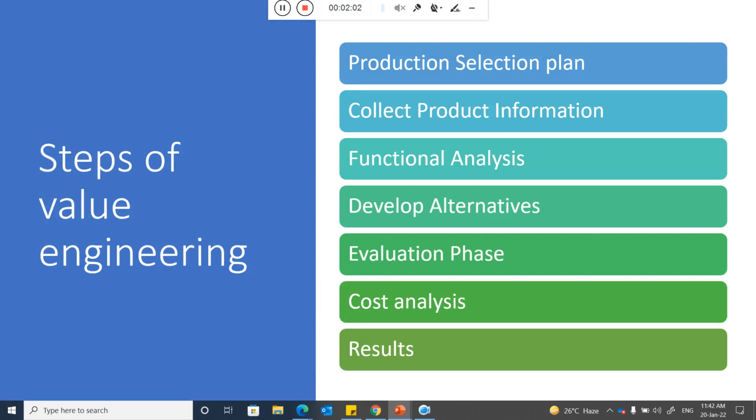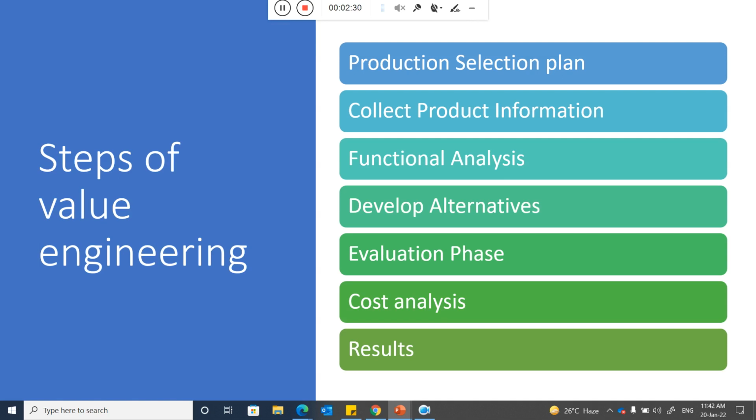Okay, so what are the steps of value engineering? As I told you earlier, there are some steps, some procedure when you want to apply value engineering, right? So what is the thing? First you need to do the production selection plan. The production selection plan means how you actually produce that particular knob, what is the way of manufacturing that particular focus adjustment knob. So that is the first thing.